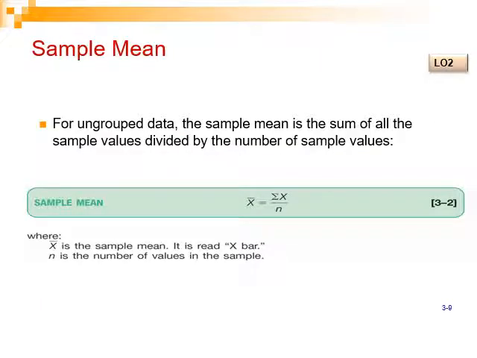Now let's move to the sample mean. The formula for the sample mean is the same as for the population mean, but the notation differs. In the population mean we refer to the mean by mu, but in the sample mean we refer to it by x bar. So x bar is the sample mean and a small n is the number of values in the sample. For ungrouped data, the sample mean is equal to the summation of all the sample values divided by the number of the sample values, denoted by x.